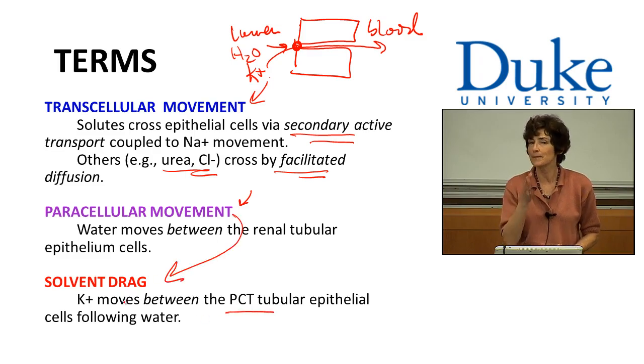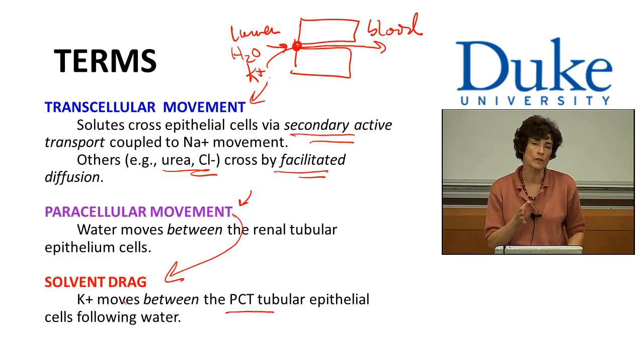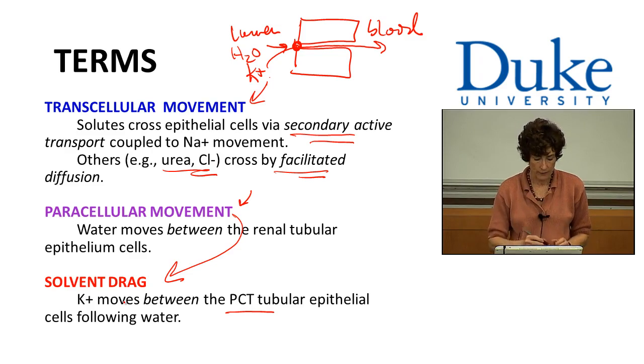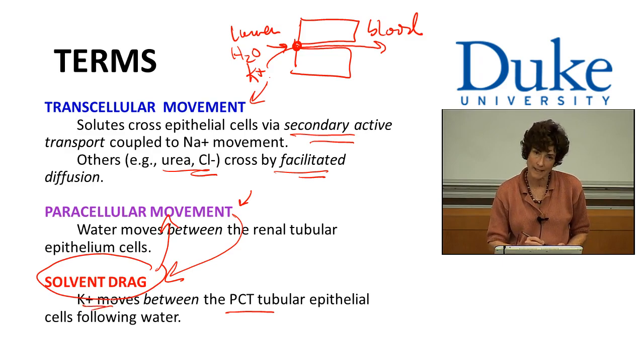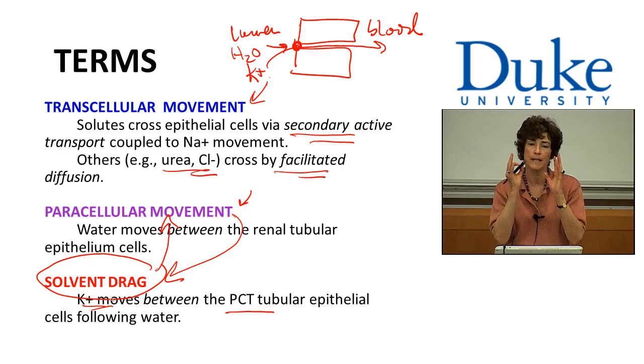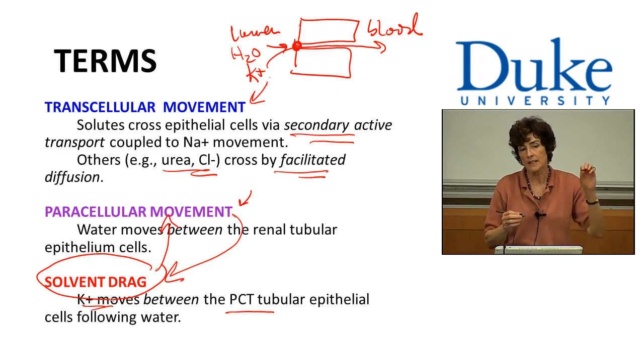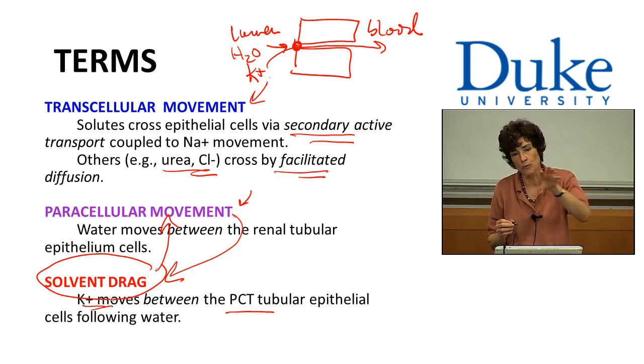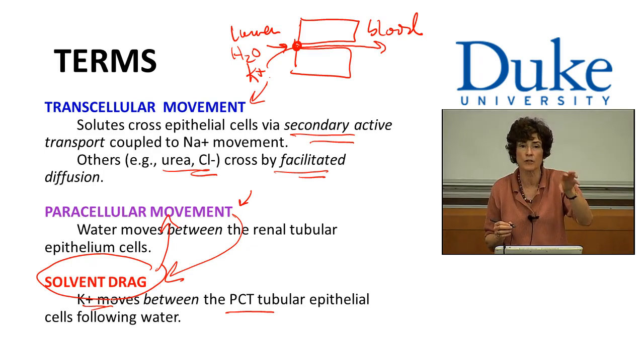But the potassium is an ion that is very important to the body, and it actually has its own special name, and we call that solvent drag. Solvent drag is the paracellular movement of potassium, and it's the movement of potassium between the cells, and it's moving because as we move water across these cells, we concentrate the potassium within the renal tubule.